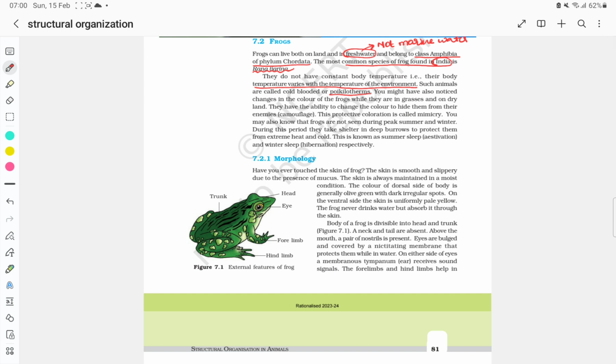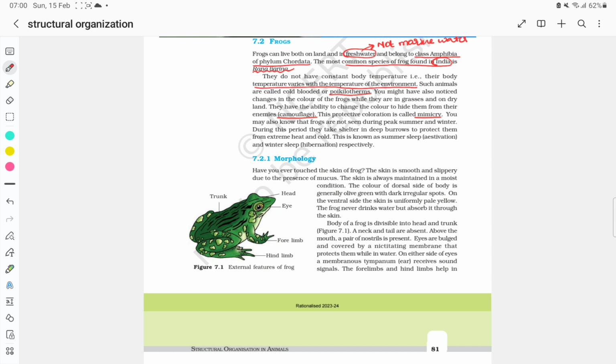Next is the property of color change to hide from enemies, which is called camouflage. So they have the ability to change the color to hide themselves from their enemies, which is called camouflage, and this protective coloration is called mimicry. A type of camouflage is mimicry.